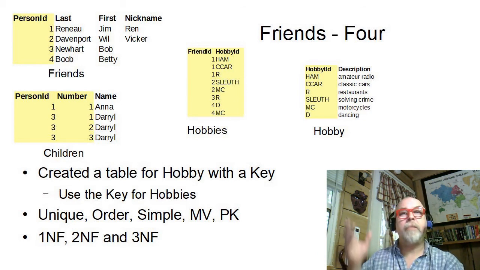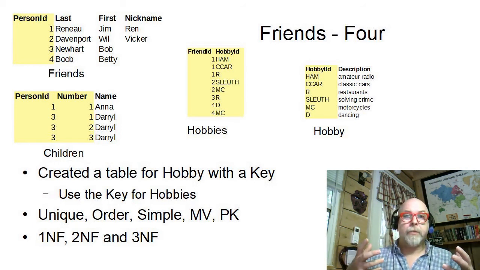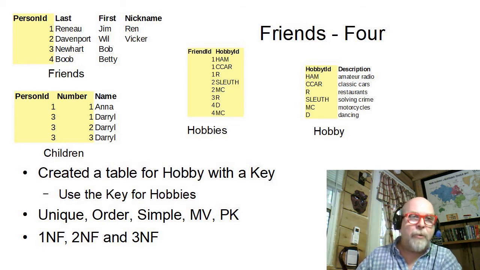My children look good. My friends didn't change. So that one friend's spreadsheet has now become four tables with all kinds of relationships between the tables. Is it unique? Everything is. All four tables. Order independent, all four tables. Everything simple, all four tables. Do we have any multi-values? No. We're good. Do we have good primary keys everywhere? Excellent. So we're in first normal form. Now, we also happen to be in second normal and third normal form, but I've not defined what those are yet, but you'll see those in subsequent videos.